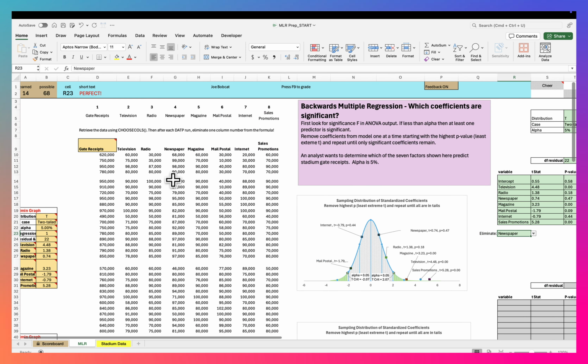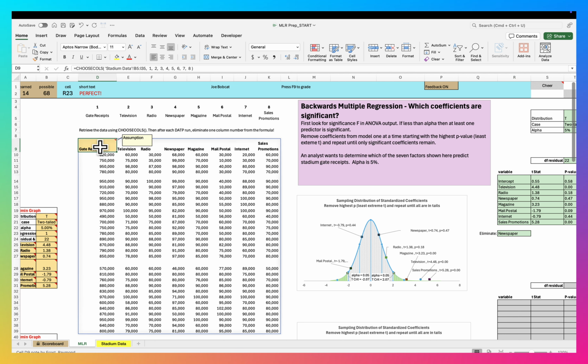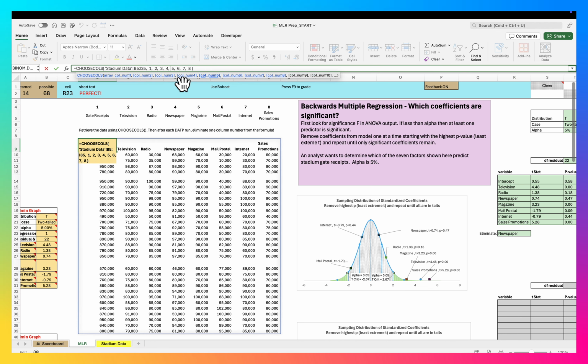And then we come over here and we have to take it off this data because we're going to run the data analysis toolpack, but we want to run it without this column here. And the easiest way to get rid of that column is to edit this formula and take out the 4 and the comma that goes with it.